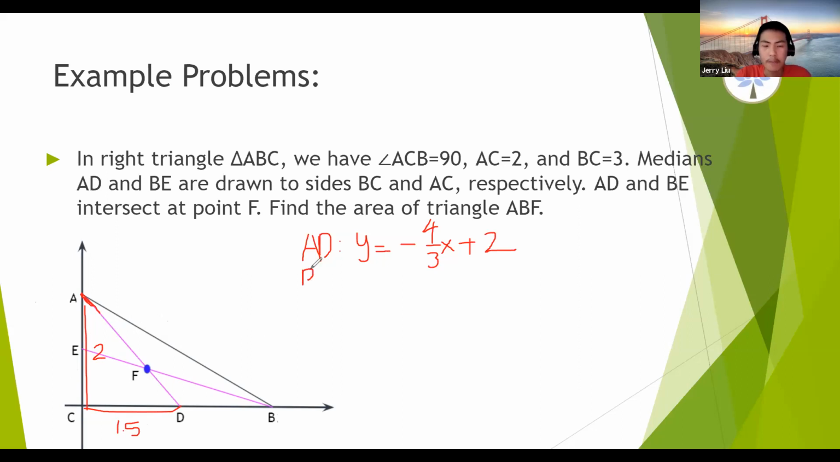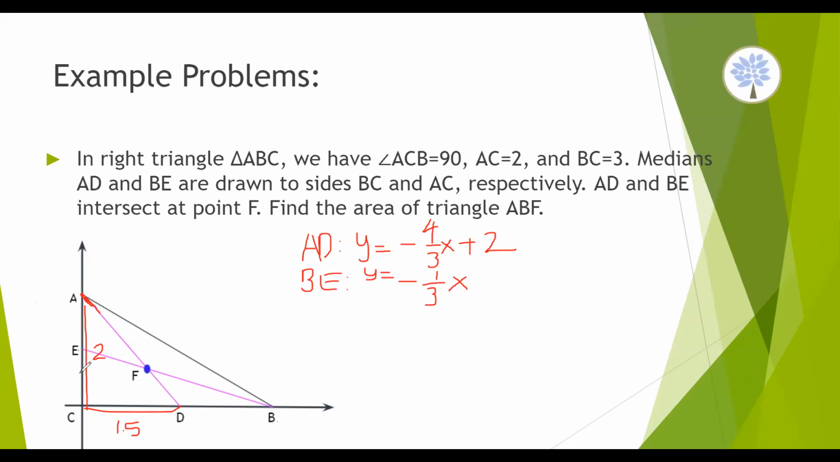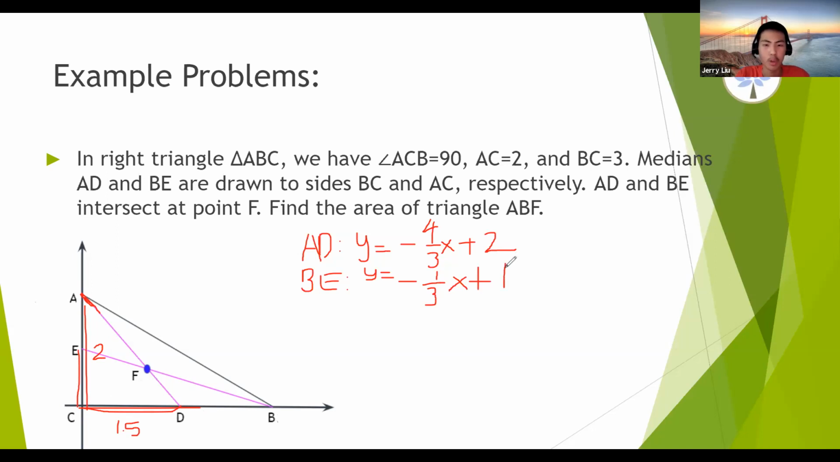For BE, we can do the same thing. So we have y is equal to -1/3 of x. This is because E is located 1 above the origin. So while E goes down 1, the x value goes right by 3. So that's a slope of -1/3. And then we plus 1 because the y-intercept of BE is 1.